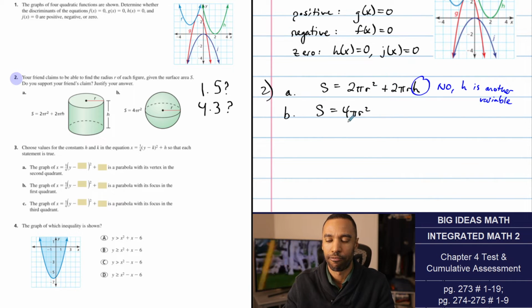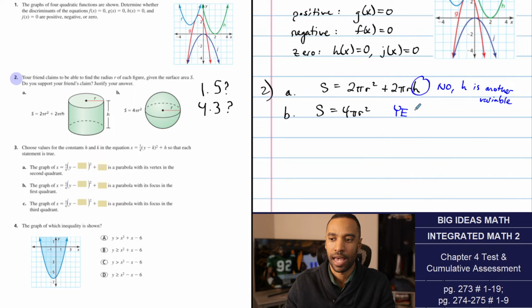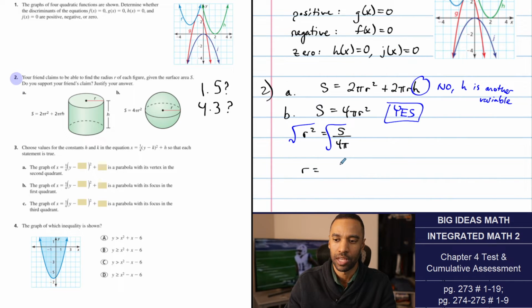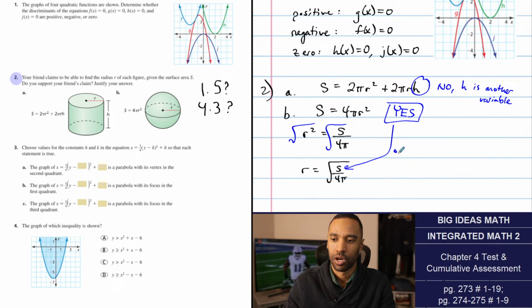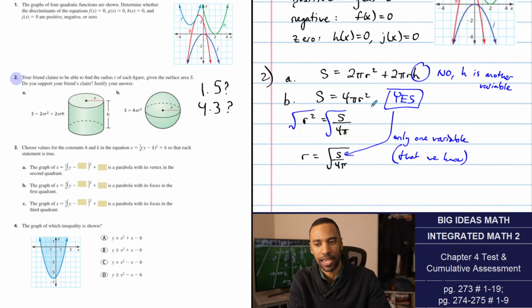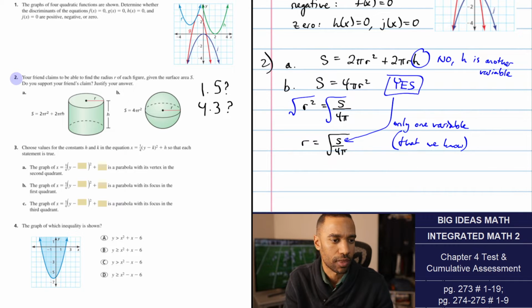You divide both sides by 4 pi. So first of all, yes. And how do I know? Because watch me do it. Divide both sides by 4 pi. You get r squared equals s over 4 pi. And then you take the square root of both sides here. Now, there's no plus or minus for these guys. R equals, you know what? I'm going to leave it like that. Square root of s over 4 pi. Bottom line is only one variable, and it's the one variable that we know. There's no extra variable such as height with that one. Again, there's no plus or minus with that.